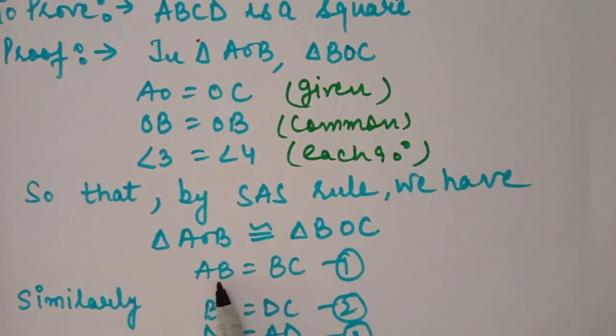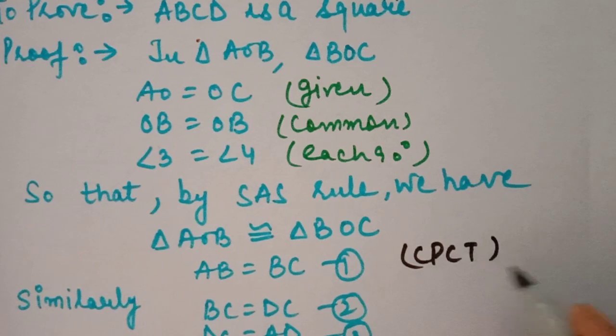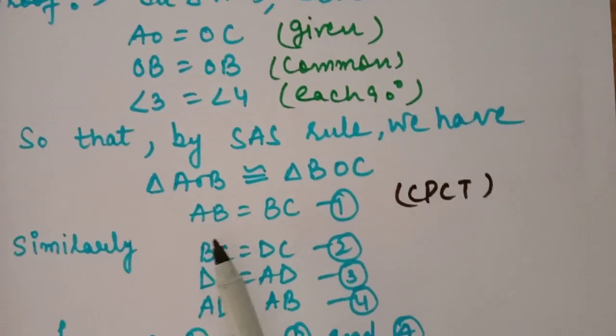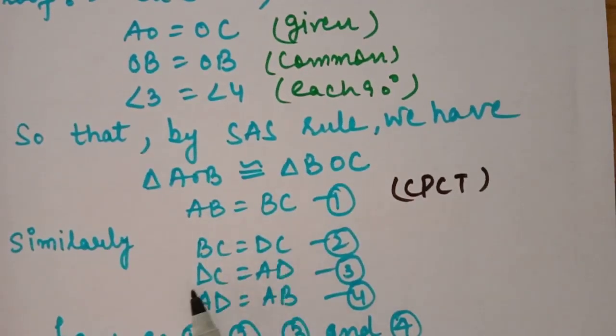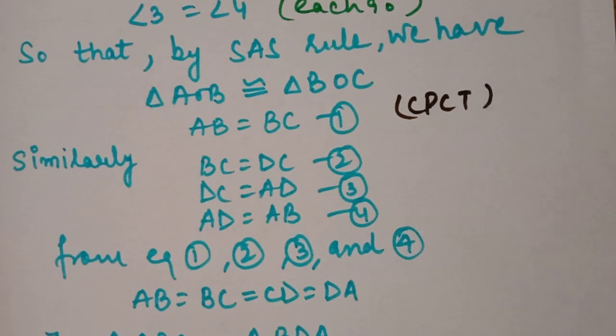So students, now if they are congruent, AB is equal to BC. Why is AB equal to BC? Because of CPCT, corresponding parts of congruent triangles. Similarly, we can prove that BC is equal to DC, DC is equal to AD, and AD is equal to AB. From equations 1, 2, 3 and 4, we have all sides equal to each other. So students, one thing is proved now: all sides are equal.